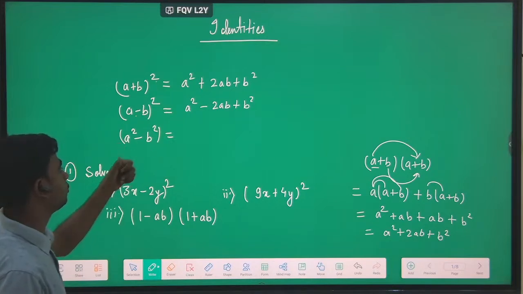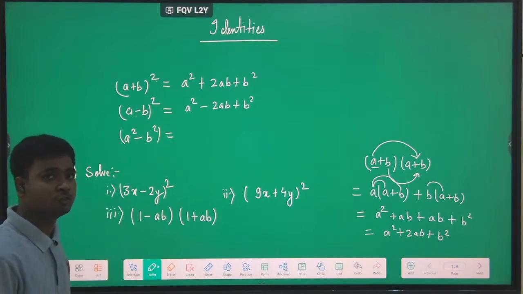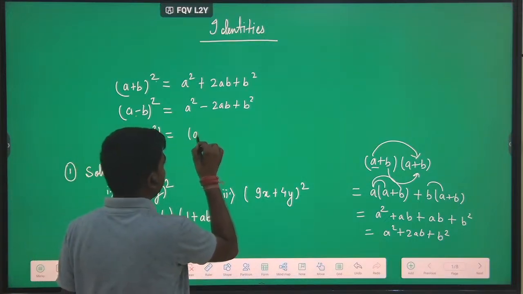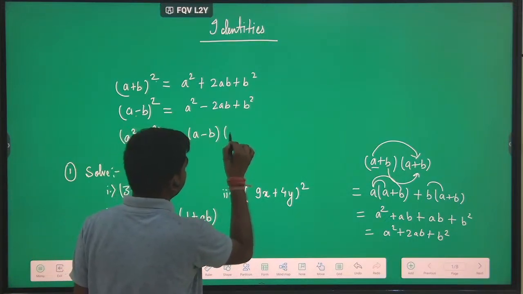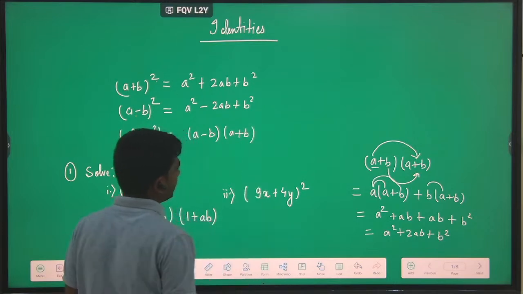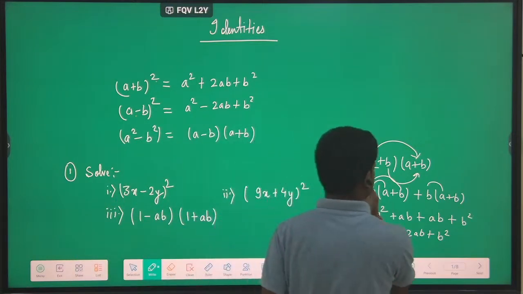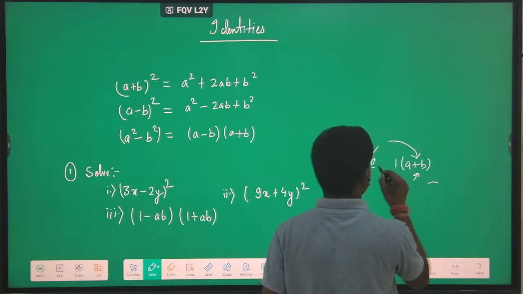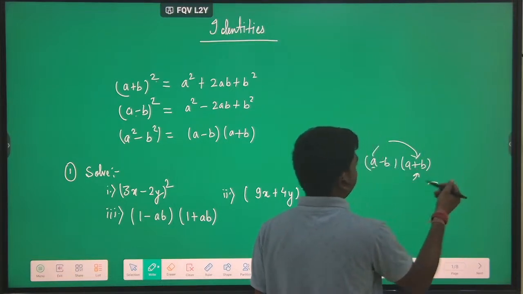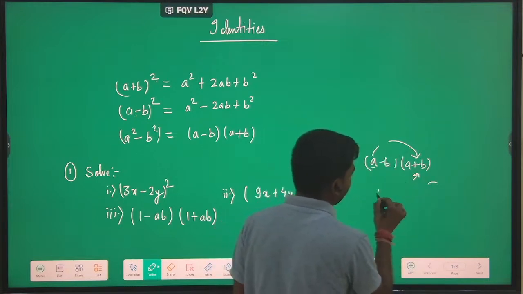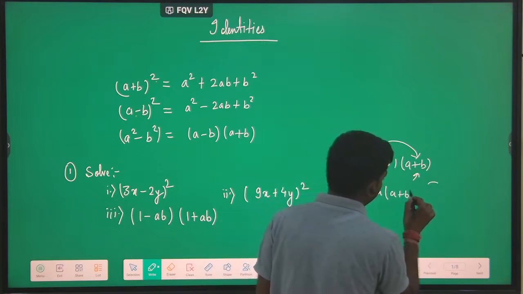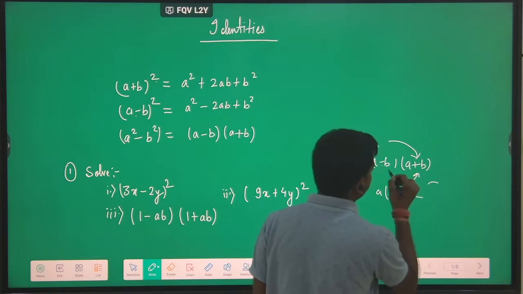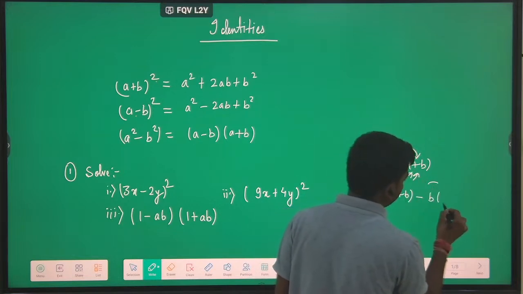Next, we are going to find out the value of a square minus b square. The formula of a square minus b square is a minus b multiplied with a plus b. We can check it. A minus b multiplied with a plus b. So this a will be multiplied with a plus b, minus this b will be multiplied with a plus b.